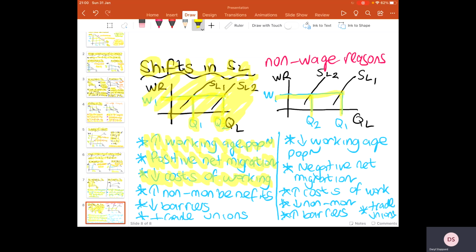Now, it could even be driven by an increase in the non-monetary benefits of working. So what we're looking at here are the non-financial reasons why people go to work. This could be that working conditions improve. It could be the perks of the job improve, such as more holidays. It could be that there's more chance of promotion in particular jobs. So we're looking here at the non-financial benefits of going to work. If these things improve, then more people are happy to sacrifice their leisure to go and work at a particular wage rate.